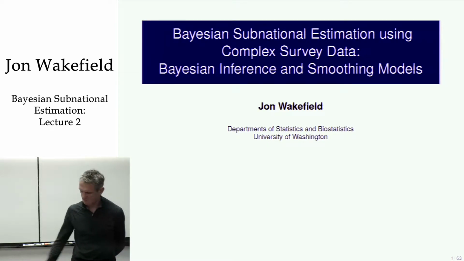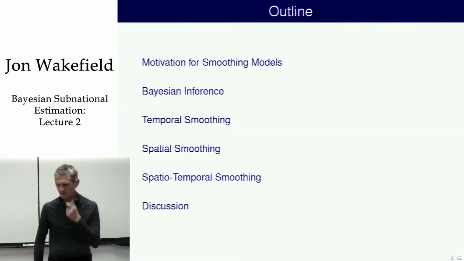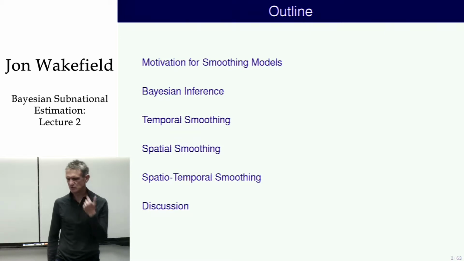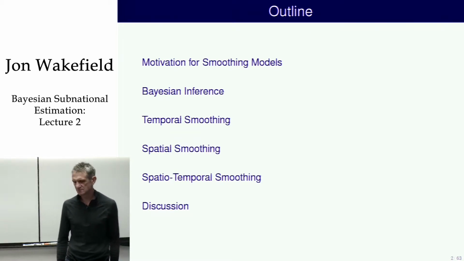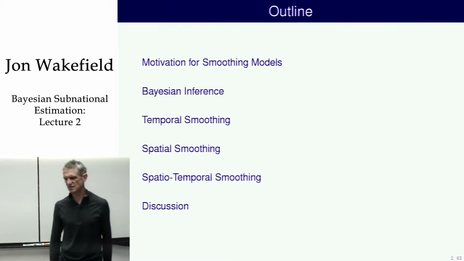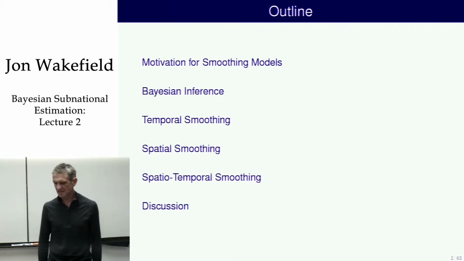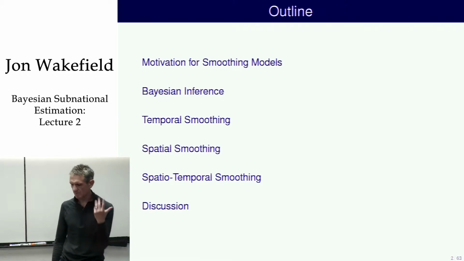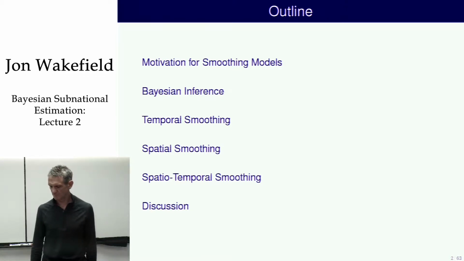So the outline of this lecture is that first I'm going to motivate the use of smoothing models to alleviate problems with sparse data. Then I'll talk about Bayesian inference, which gives a mechanism by which we can impose temporal and spatial smoothing models. And finally, I'll combine those two to talk about space-time smoothing.